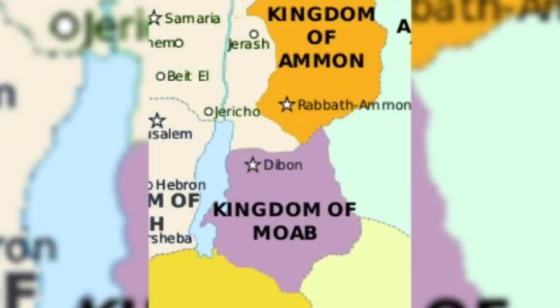To give further perspective, here is a map. Jerusalem, and right in the middle is this lake, which is the Jordan River. And in the middle of this map, the Kingdom of Moab.